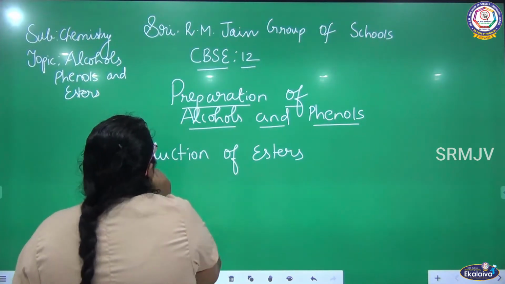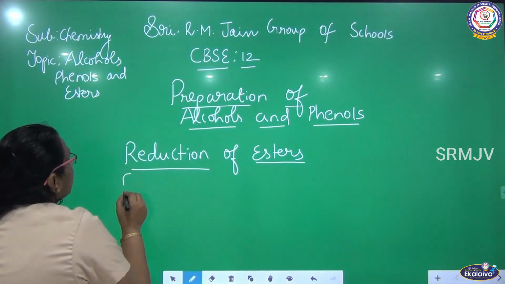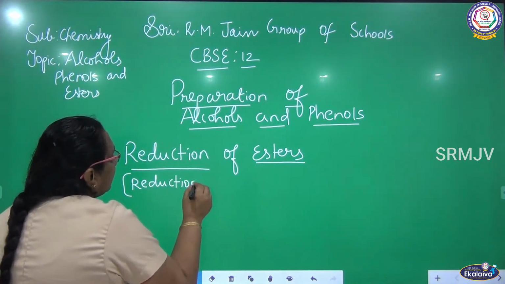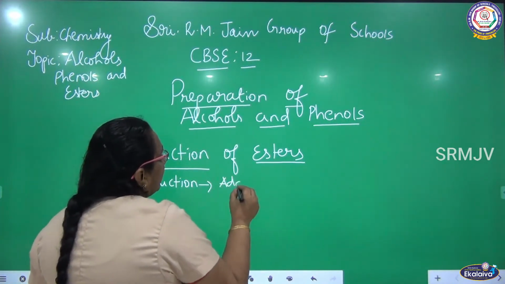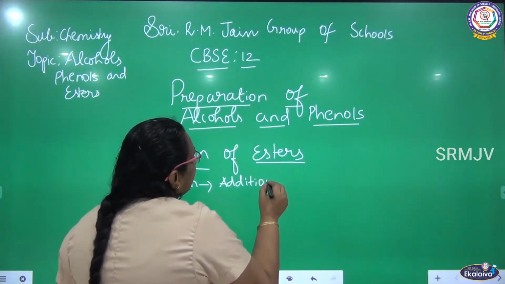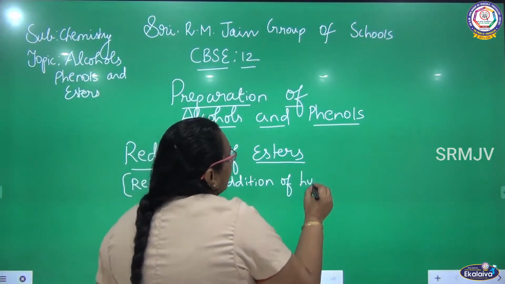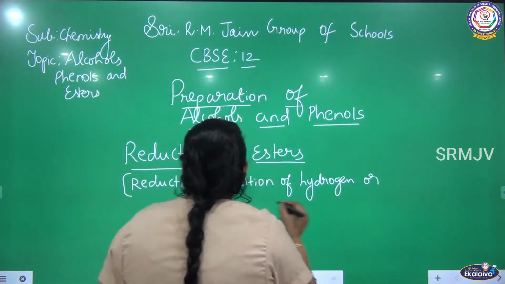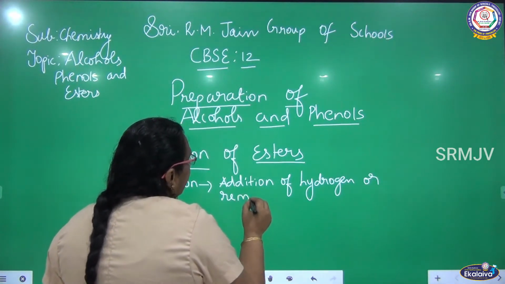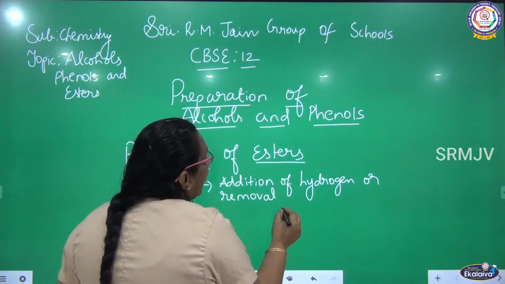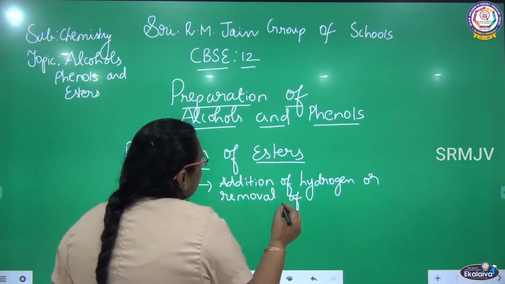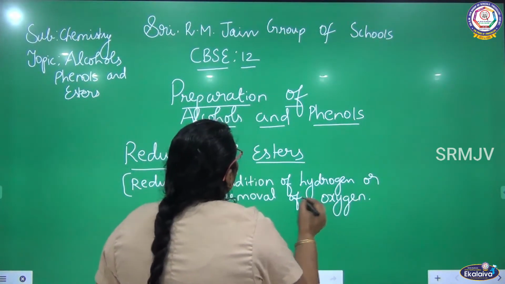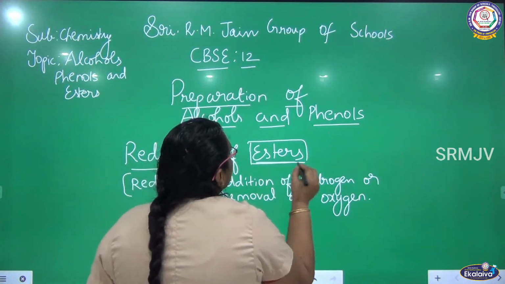So, what is reduction? Already I told you. Reduction is nothing but addition of hydrogen or removal of oxygen. Either we need to add hydrogen or we need to remove oxygen. So, removal of oxygen or addition of hydrogen is reduction. Here, esters are reduced.